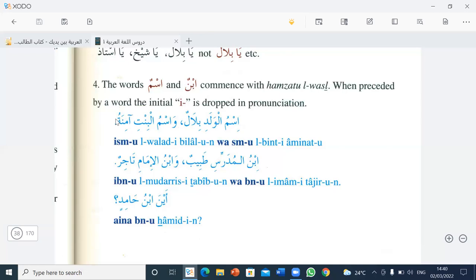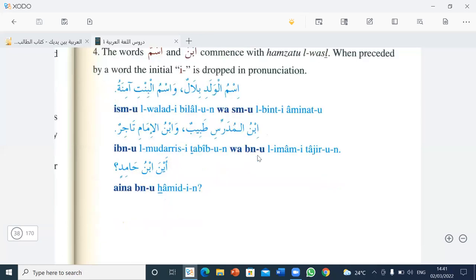Then ibnul mudarisi tabibun, wabnul imami tajirun. So this initial letter in ibnu is not kasra, it is dhamma. The initial dhamma is dropped, like tanween, you see. We only have one dhamma. Oh teacher, okay, I understand. The tanween drops and becomes one dhamma. Yes.